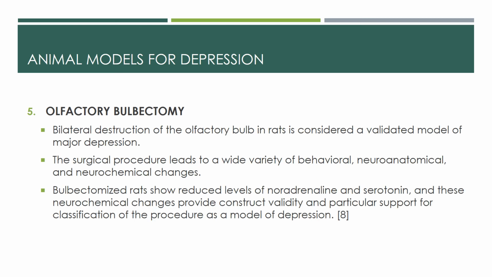Bilateral destruction of the olfactory bulb in rats is considered a validated model of major depression. The surgical procedure leads to a wide variety of behavioral, neuroanatomical, and neurochemical changes. Bulbectomized rats show reduced levels of noradrenaline and serotonin, and these neurochemical changes provide construct validity and particular support for classification of the procedure as a model of depression.